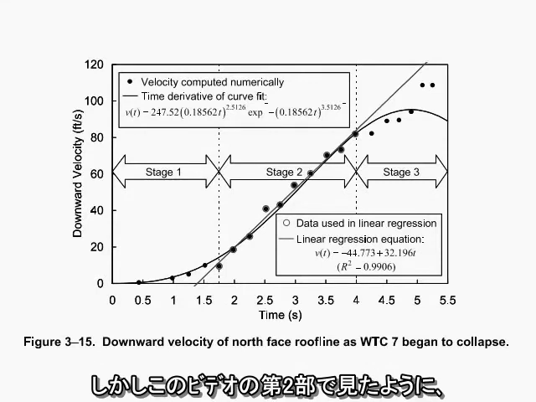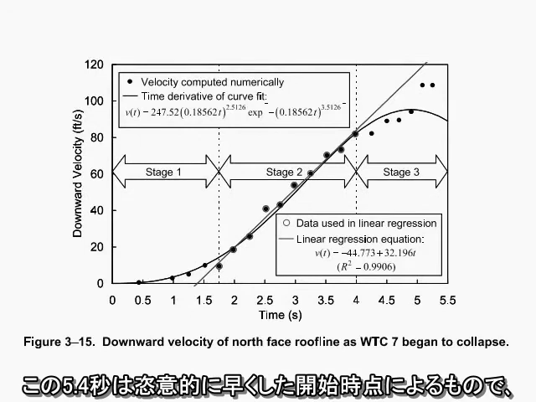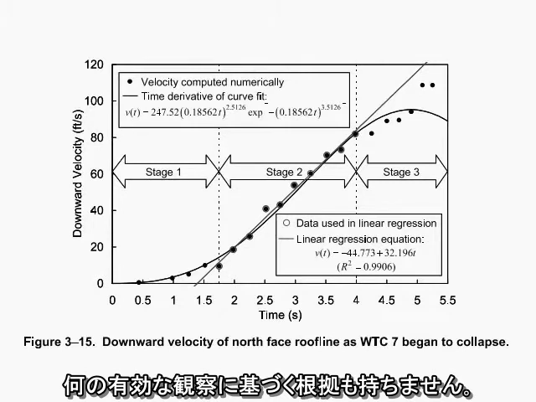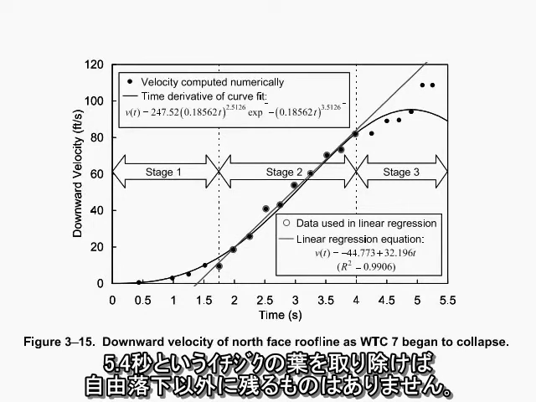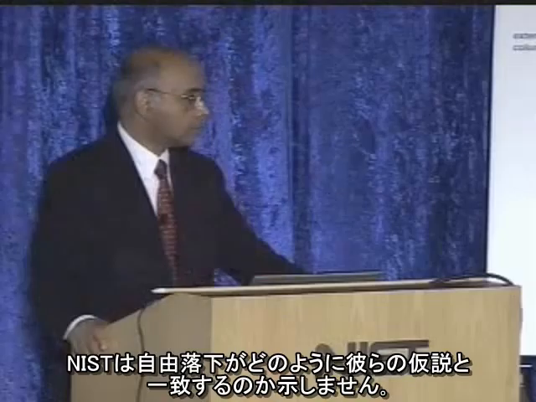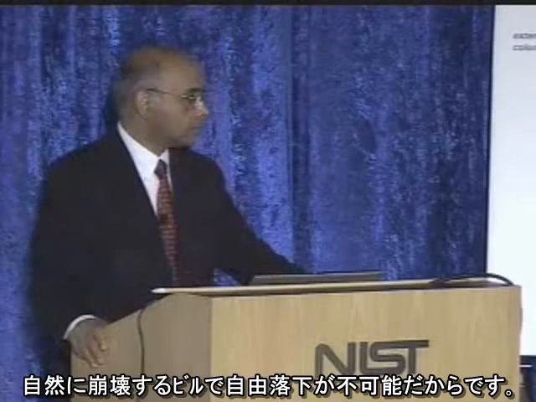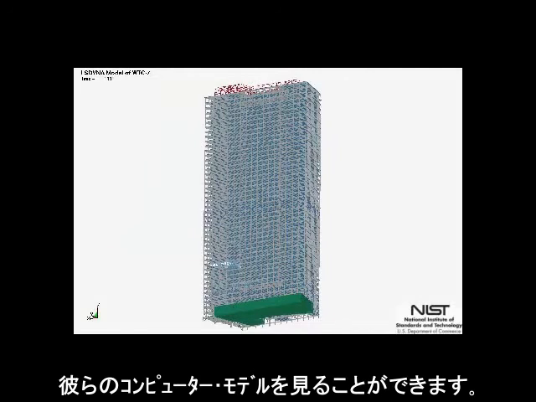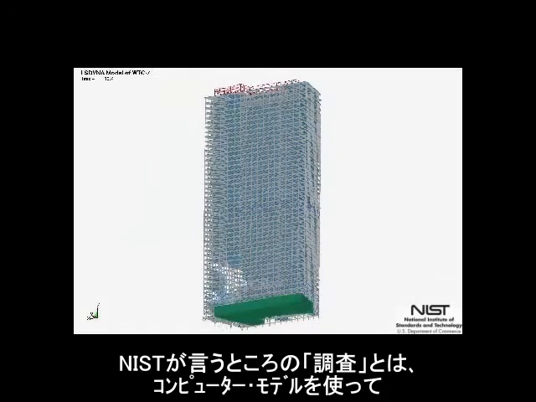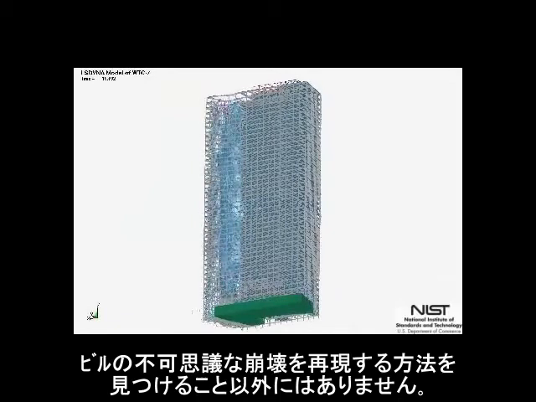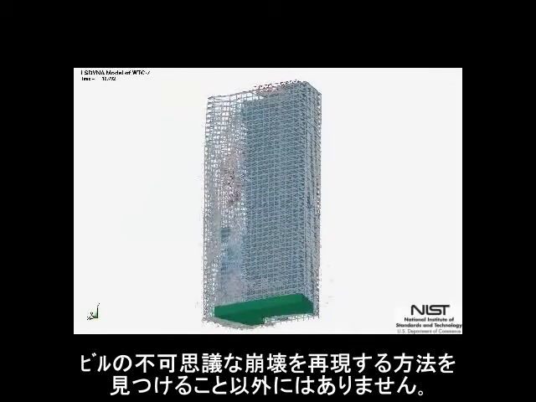But we saw in Part 2 of this video series that the 5.4 seconds depends on an artificially early start time, which has no valid observational basis. Without the 5.4 second fig leaf, they are left with freefall and nothing more. NIST does not show how freefall is consistent with their hypothesis, because, as Shyam Sunder has correctly and eloquently explained, freefall for a naturally collapsing building is impossible. This brings us to their computer model. NIST's so-called investigation actually consists of finding a way to reproduce the mysterious collapse of the building using a computer model.